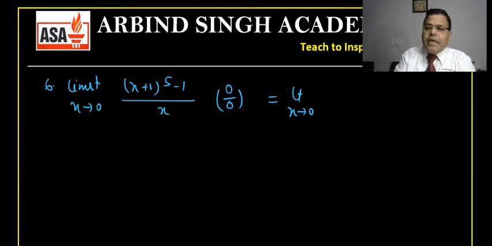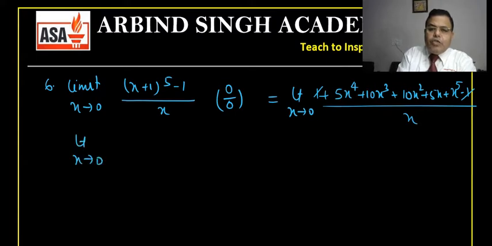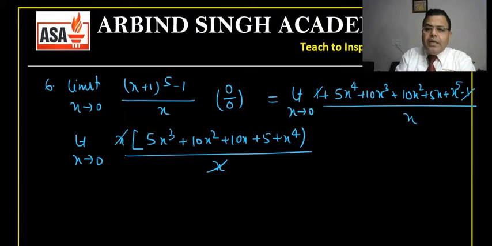Limit x tends to 0, (1 plus x) to the power 5 can be written as 1 plus 5x^4 plus 10x^3 plus 10x^2 plus 5x plus 1, minus 1 whole divided by x. The 1 and 1 cancel, and x I can take common, so this will be 5x^3 plus 10x^2 plus 10x plus 5 plus x^4, whole divided by x. x cancels out. Now if I put x equal to 0, all of them will be 0, and only 5 is left. That will be the answer of this question.